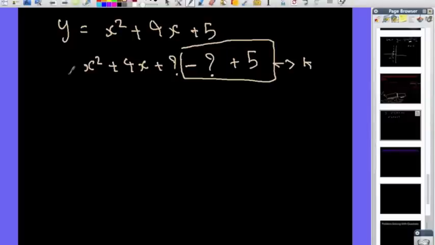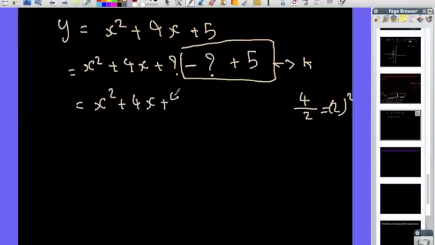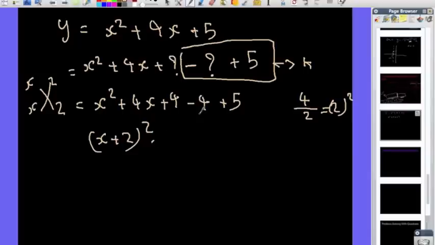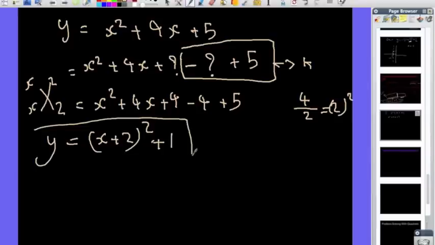Okay, so now we would take b, which is 4. 4 divided by 2 gives you 2. When you square it, you would get 4. So it's x squared plus 4x plus 4 minus 4 plus 5. Let's factor it down. x and x, 2 and 2, so it would be (x plus 2) squared, minus 4 plus 5 is plus 1. So this is the answer.